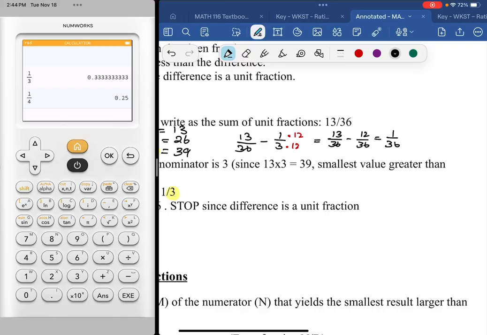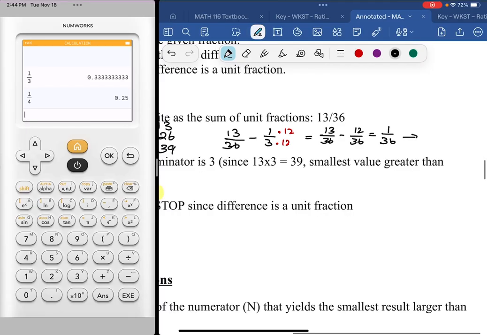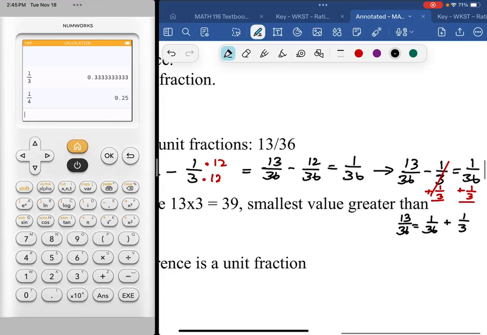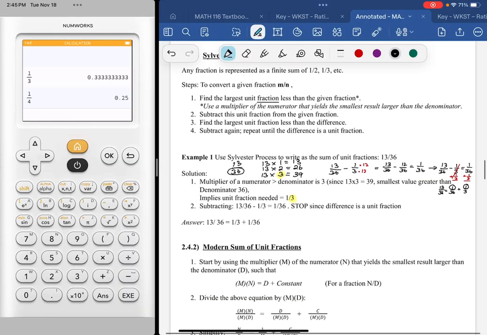All right. So by determining that 13 over 36 minus 1/3 is equal to 1 over 36, that's telling me, just using very basic algebra, if I add 1/3 to both sides, that 13 over 36 is equivalent to 1 over 36 plus 1/3. All right, both of which would be unit fractions because the numerators in both cases are equal to 1. And we'll get into why we would care about that, right?